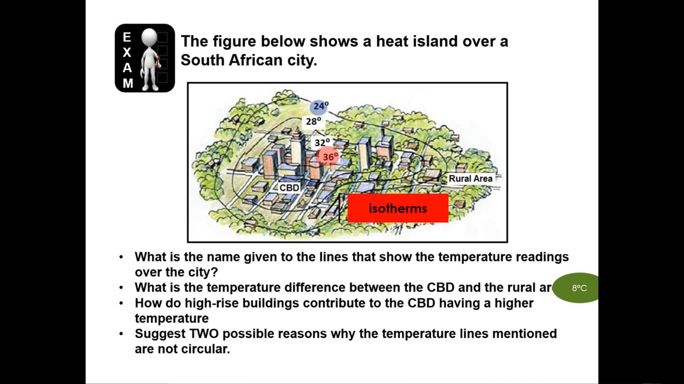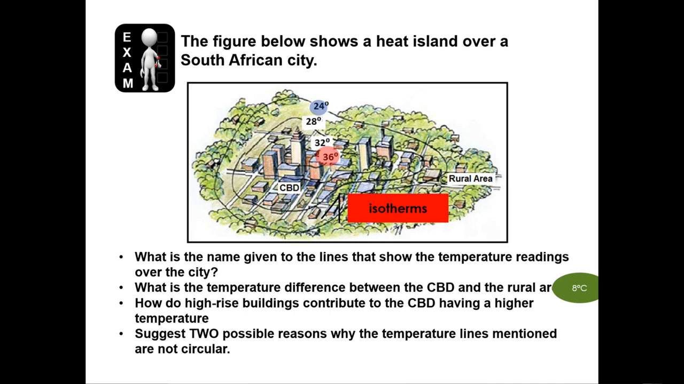Now, the question that they ask you there is, why are the isotherms not all in a straight line or concentric? And now we go back to our drawing right at the beginning. If you look at it, in the middle, you will see there's my CBD. So what did we learn about the CBD? Temperatures, building density, all those things. And then I go a little bit further out and I've only got my one house again. So is the temperature inside the CBD and the temperature outside going to be exactly the same?